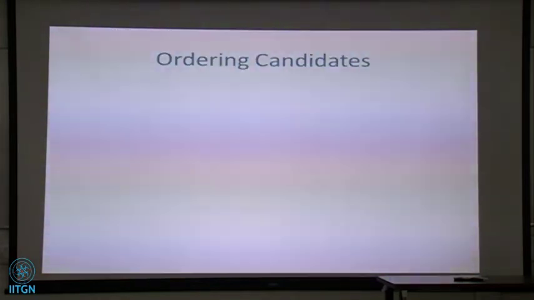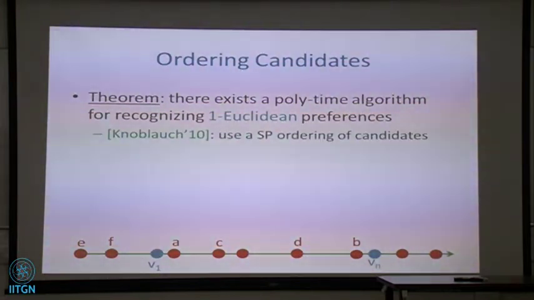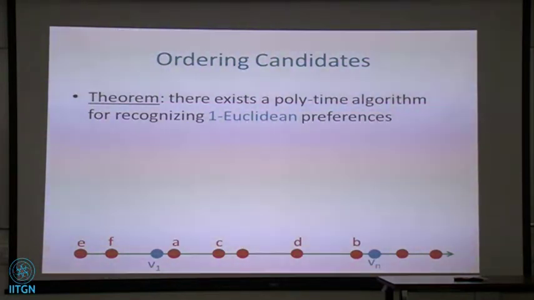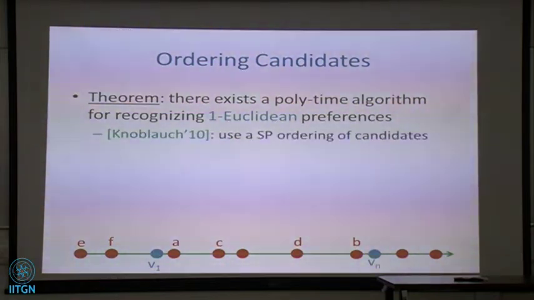Okay, so where does the order of candidates come from? What is the most natural place to get an order of candidates? Well, we have our input preference order. The first thing we are trying to check is whether it's one Euclidean. As a first sanity check, we can check if it's single peaked and single crossing. We know how to do that. If it's single peaked, in particular, that gives us an ordering of candidates, so we can use that order of candidates.